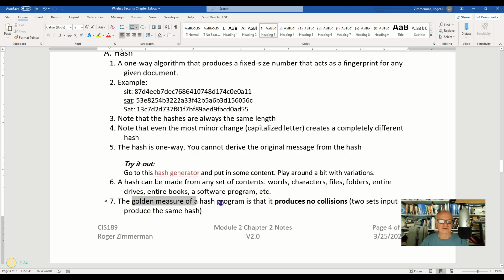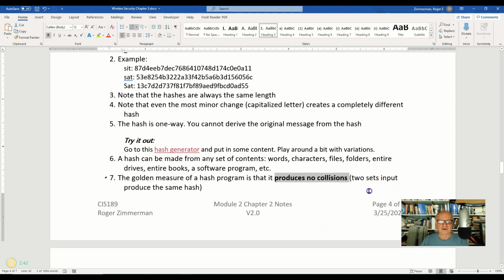And then the last thing, the golden measure of a hash program is that it should not produce any collisions. By that we mean that we don't want 2 sets of input to produce the same hash. That would be a collision. In other words, if the word banana and the word monkey both produce the same hash, that would be a bad hash algorithm. Now it's impossible to get around at some point, but the better the hash algorithm, the fewer collisions it will produce.